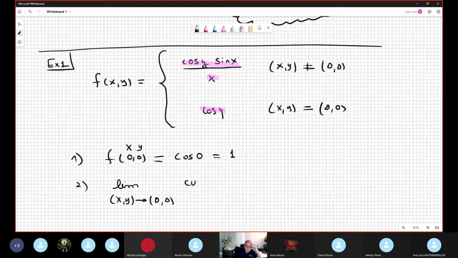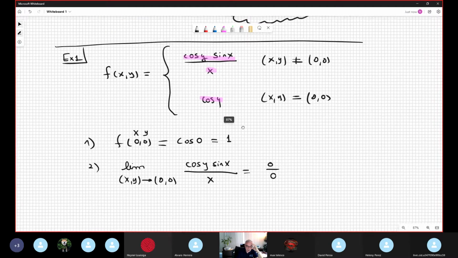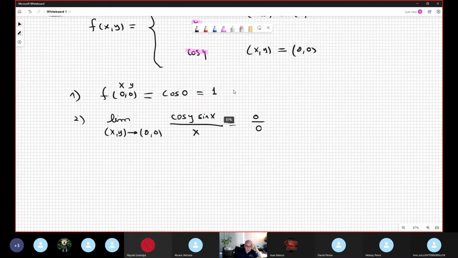So you take cosine y times sine x divided by x, and you plug it in. Wow. Cosine is 1, but sine is 0, and this is 0 over 0. So, again, one more time, it's indeterminate. I need to do something in order to find this. But this is super easy. I select one easy example.